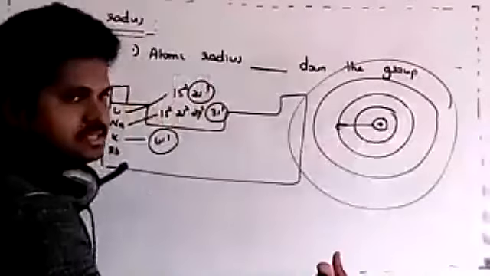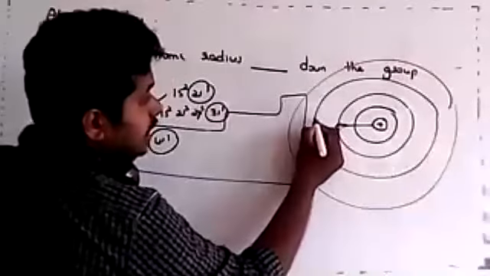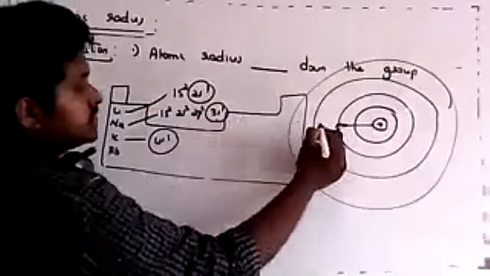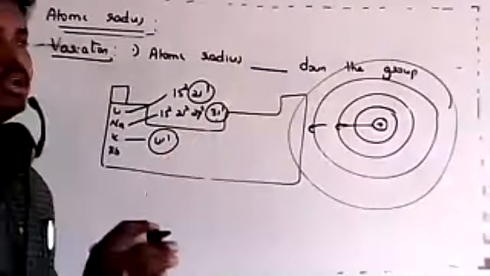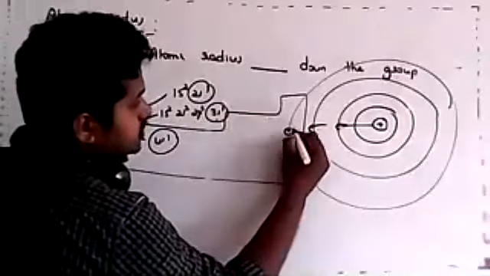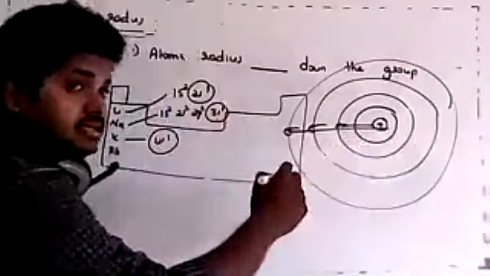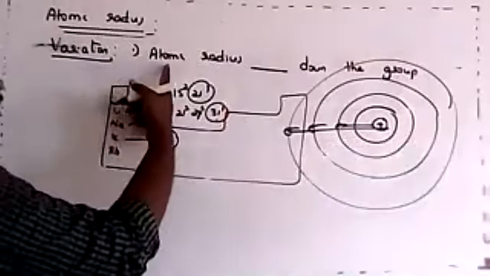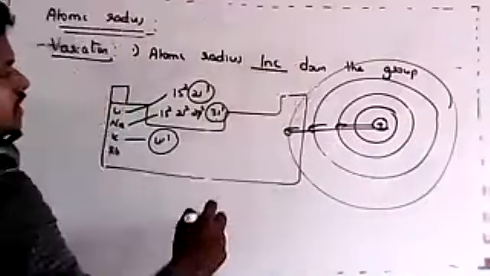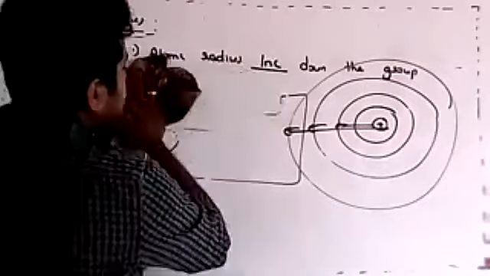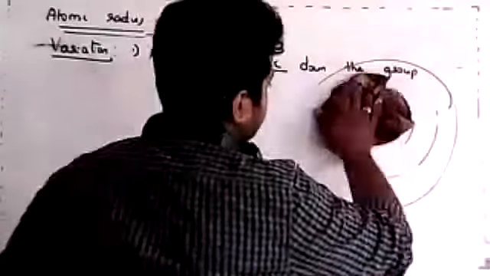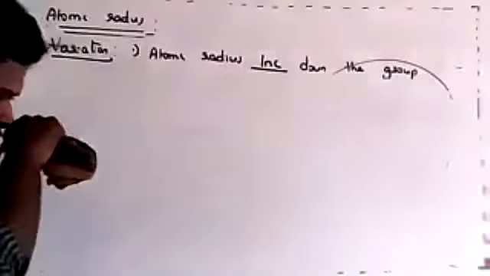From here to here, that is the size. If sodium is there, the electron is added to the third shell, this shell, and now the size is larger. Now imagine an electron is added to the fourth shell. You can see the distance now; it is still larger. So atomic radius increases down the group because electrons are added to a new shell.